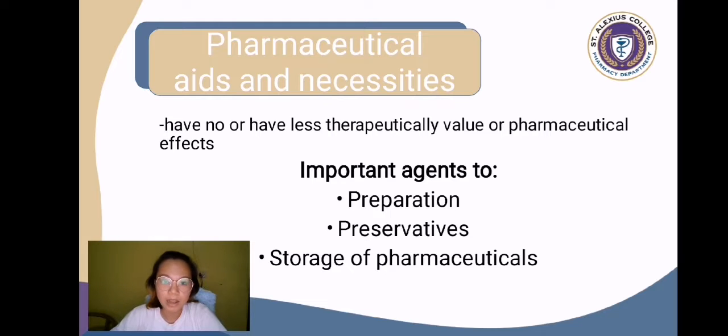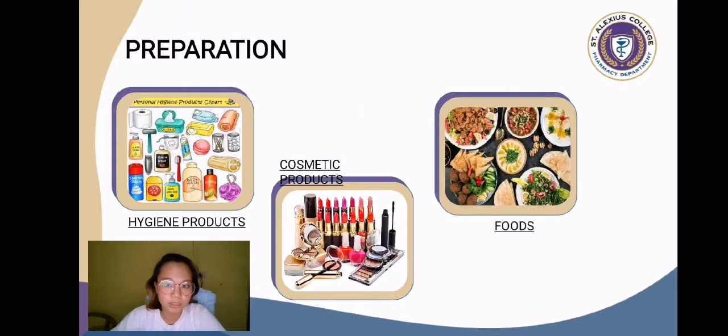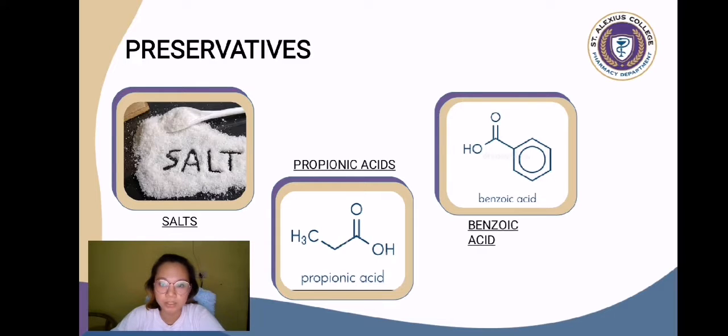needs. Pharmaceutical aids are important agents in the preparation, preservation, and storing of pharmaceutical products. Examples of preparations that have pharmaceutical aids are the preparation of hygiene products, cosmetic products, and also the preparation of foods, such as flavoring and coloring. It is also an agent for preservatives that are used for antibacterial, antimicrobial, and disinfectant purposes.